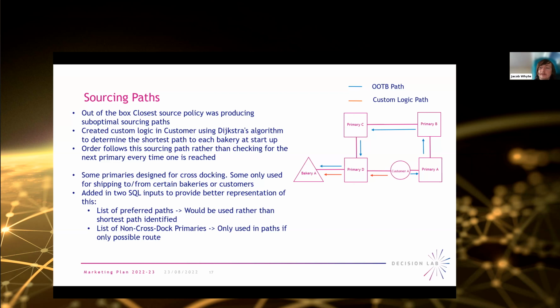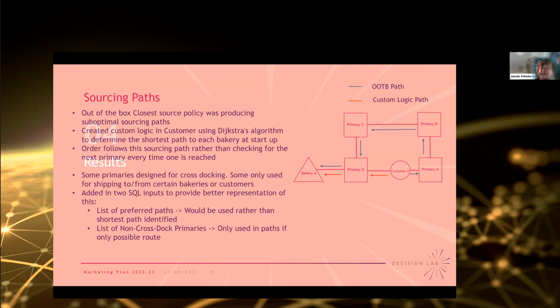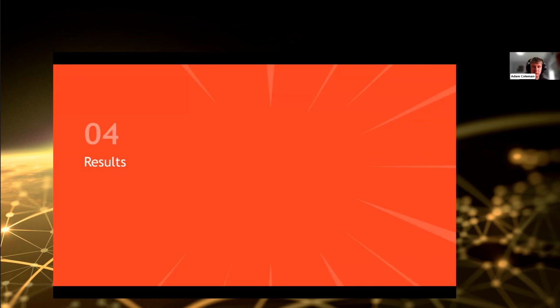We did this by, in Dijkstra's algorithm, if it ever used that primary, it would add an arbitrarily large value to the distance. So the only way it would ever be selected would be if there was no other option. So I'll go into some of the results next.